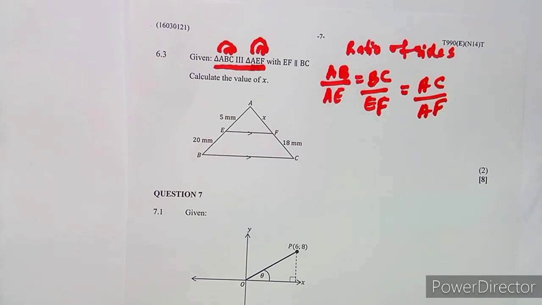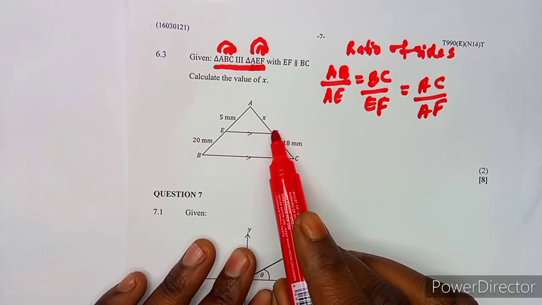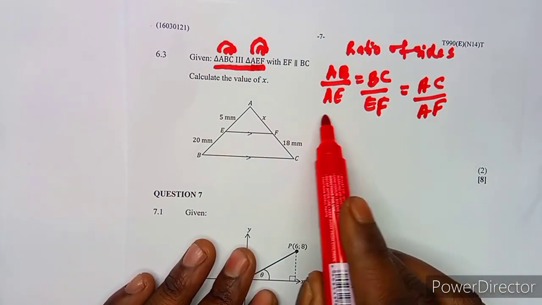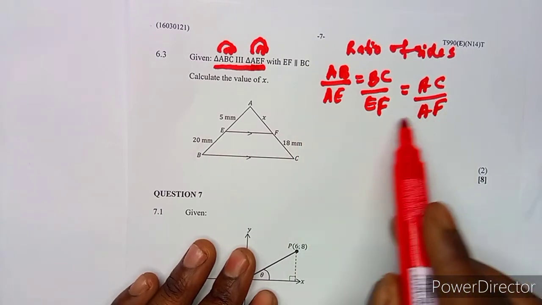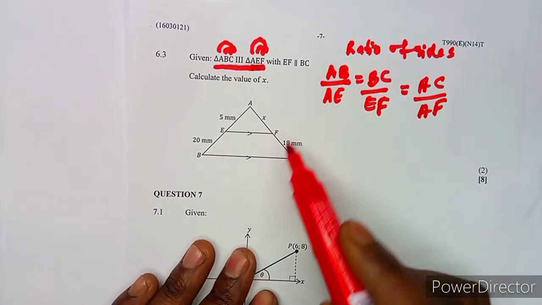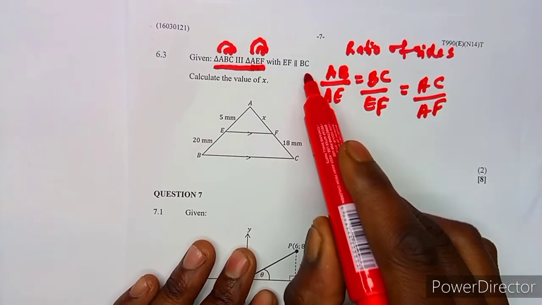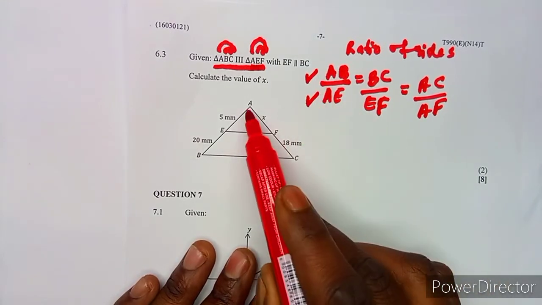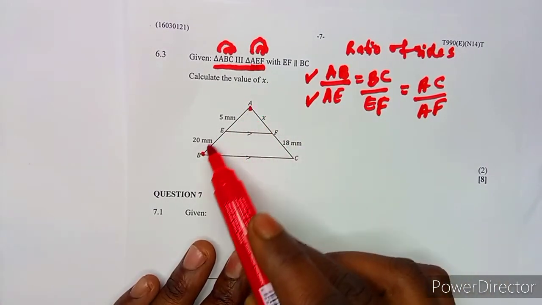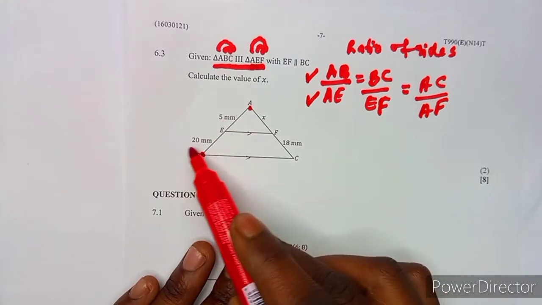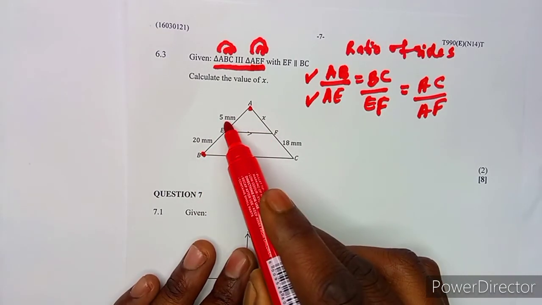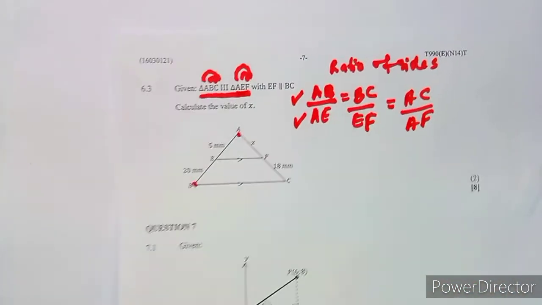So if we are to take a closer look here, we want to calculate the value of x. We are going to substitute into this and see which ratio we are going to use. Looking at ratio AB over AE, AB, from A to B, is 5 plus 20, which is 25.